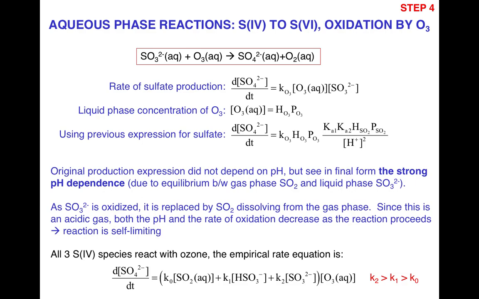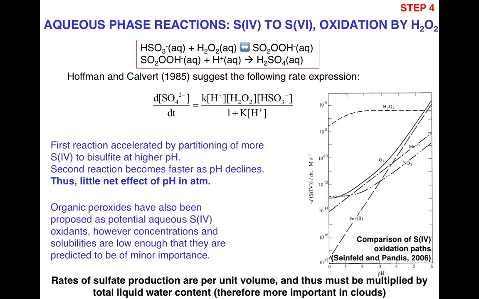And so all three sulfur 4 species react with ozone, and the empirical rate constant is given there. Rate equation is given there. So aqueous phase reactions of sulfur 4 to sulfur 6, oxidation by hydrogen peroxide. This is by Hoffman and Calvert, and they suggest this rate expression be followed.